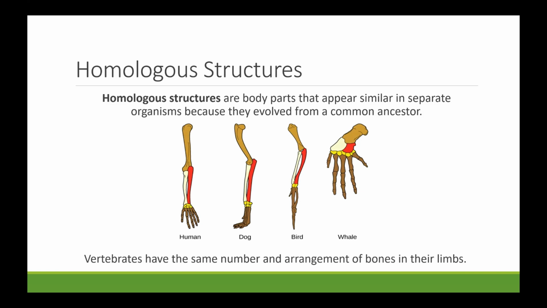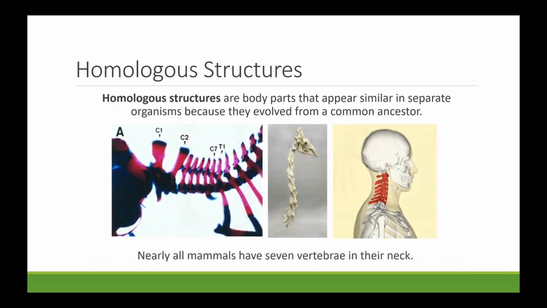And the reason why this is the case is because all of these vertebrate animals came from a common ancestor that passed down basic instructions in the DNA for how to make these limb bones, and they just became adapted to suit various different purposes over millions of years. Another example of homologous structures is in the vertebrae, which are the neck bones seen in the necks of animals.